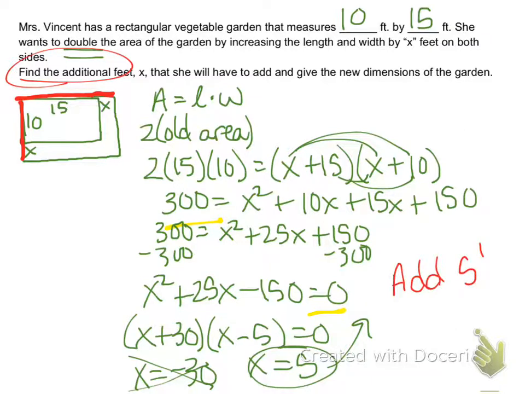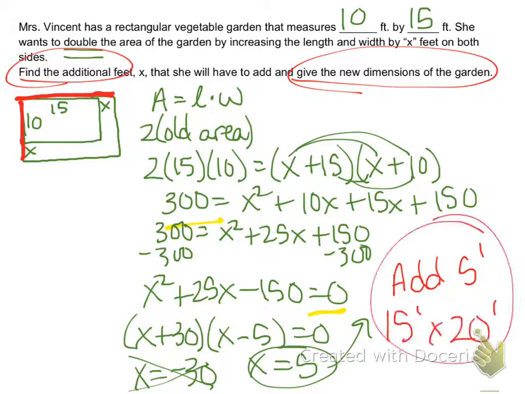It's asking me to find the additional feet, so I'm answering the first question. I need to add 5 feet. And then it wants me to give the new dimensions of the garden. Well, if I add 5 feet to the length and to the width, my new dimensions are 15 feet by 20 feet.